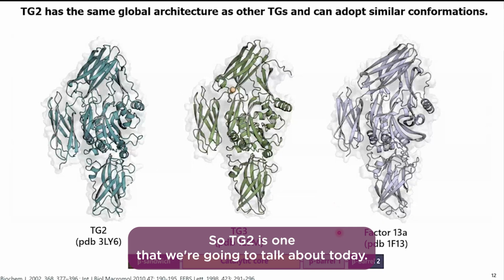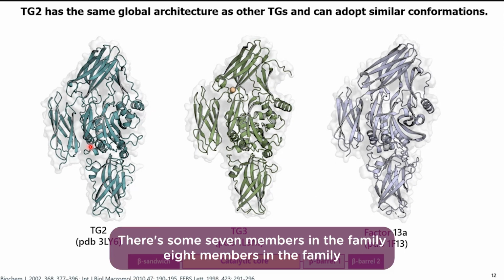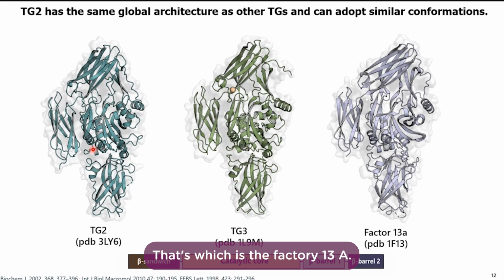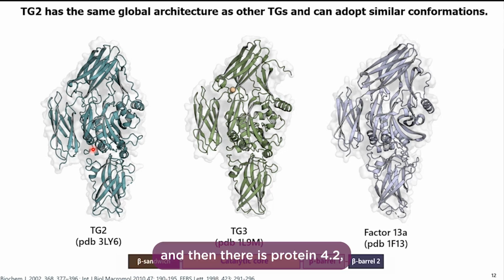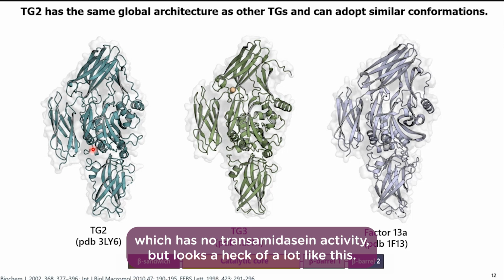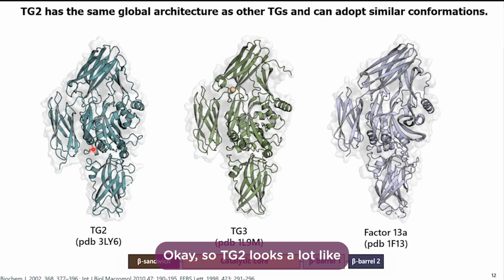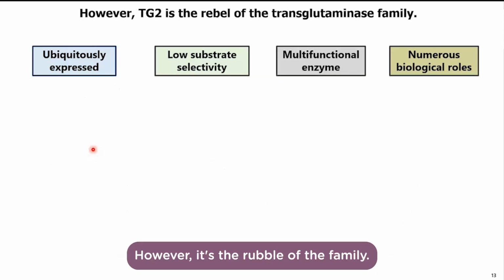So TG2 is the one that we're going to talk about today. This is one of the crystal structures of TG2. There are 8 members in the family, TGs 1 through 7, very creative with the names, plus Factor 13A, if you know anything about coagulation. And then there is protein 4.2, which has no transamidase activity, but looks a heck of a lot like this. So TG2 has the same global architecture as these other transglutaminases. However, it's the rebel of the family.